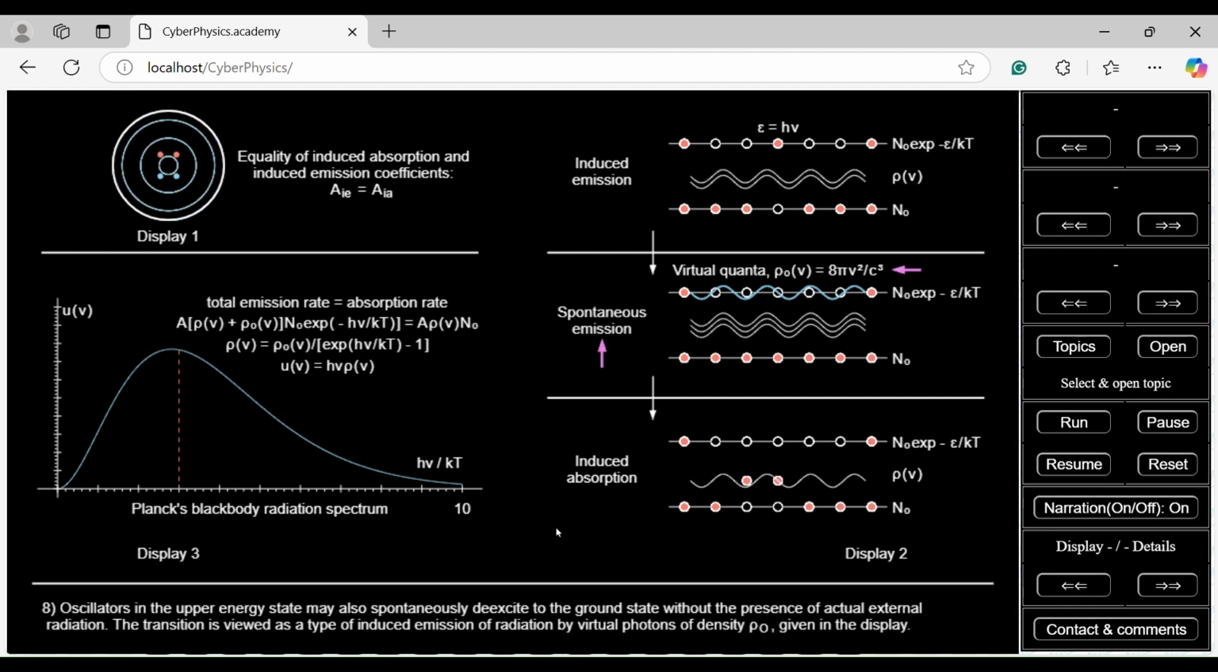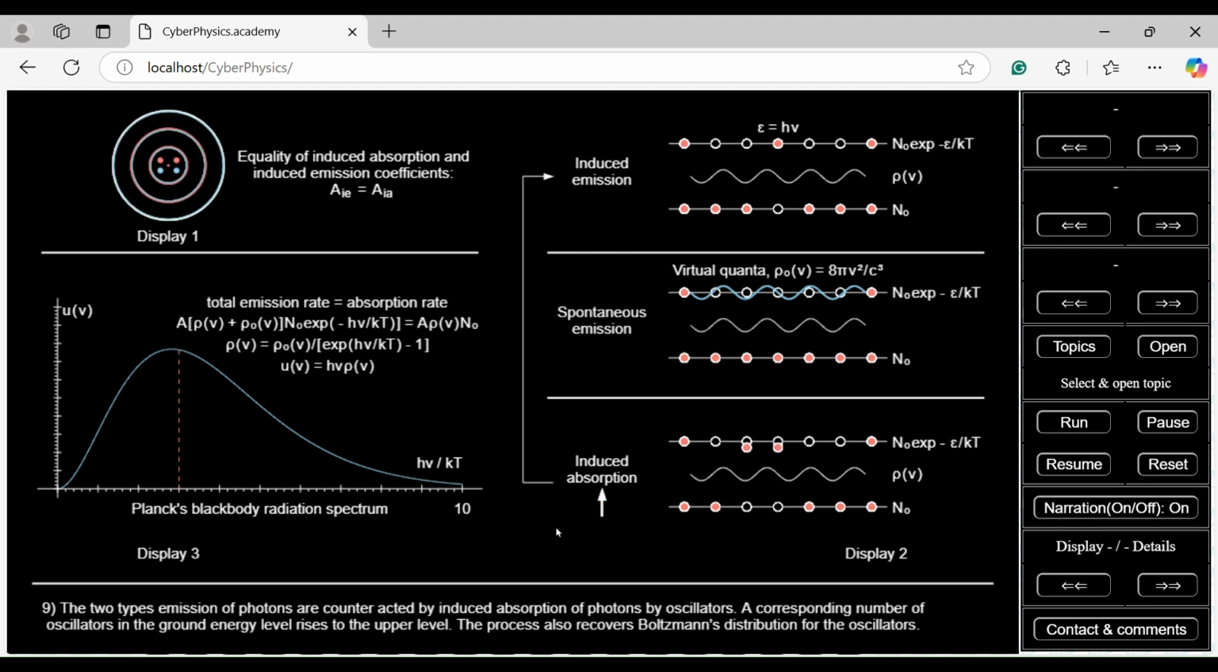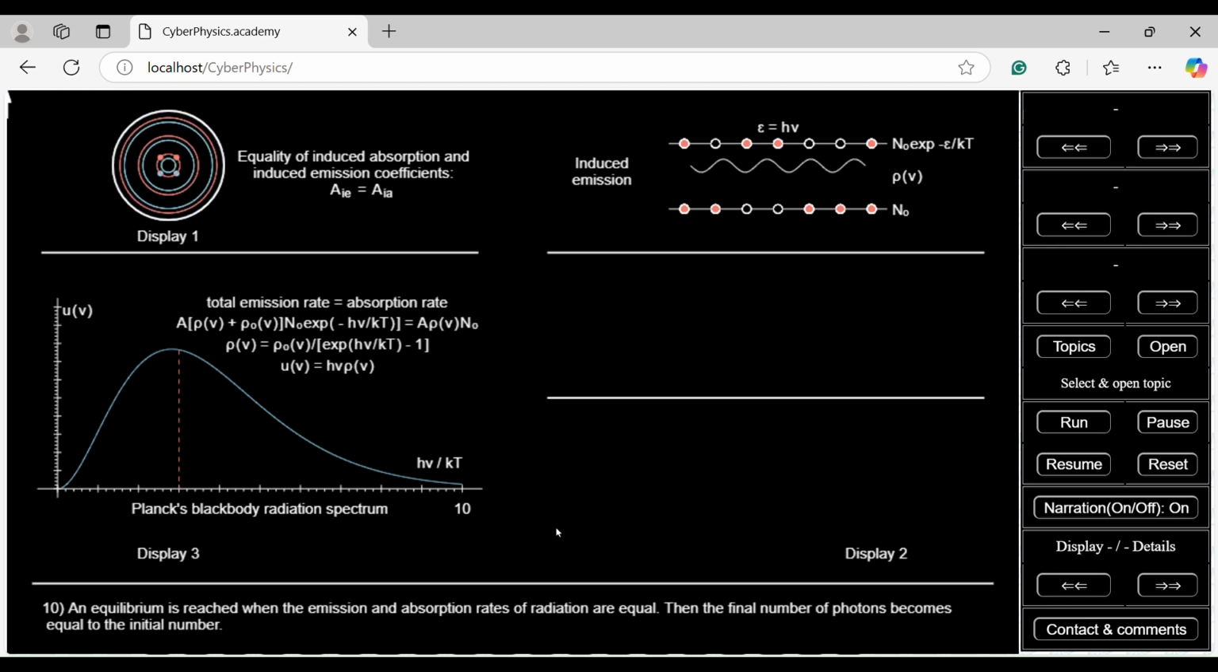The two types of emission of photons are counteracted by induced absorption of photons by the oscillators. A corresponding number of oscillators in the ground energy level rises to the upper level. An equilibrium is reached when the emission and absorption rates of radiation are equal. Then the final number of photons becomes equal to the initial number.